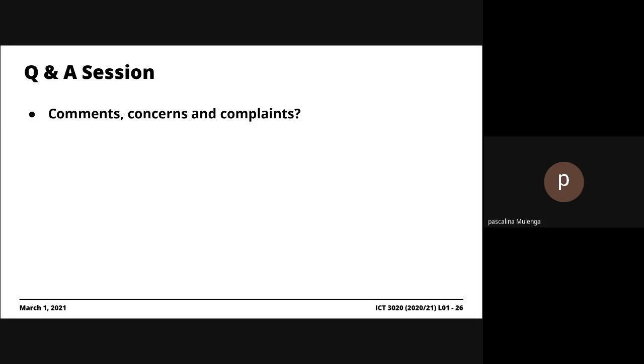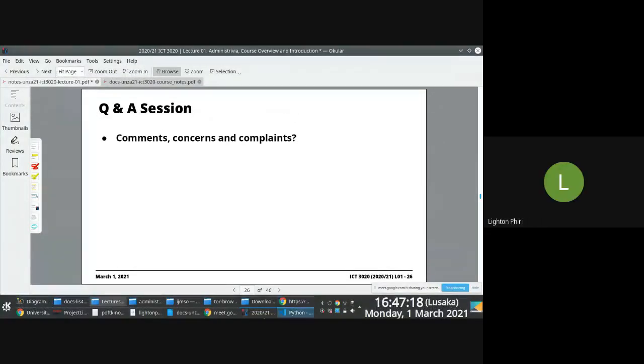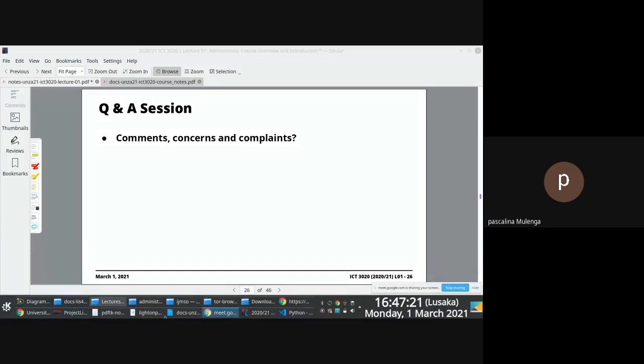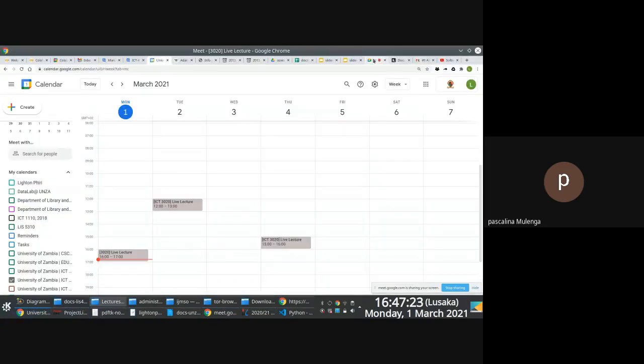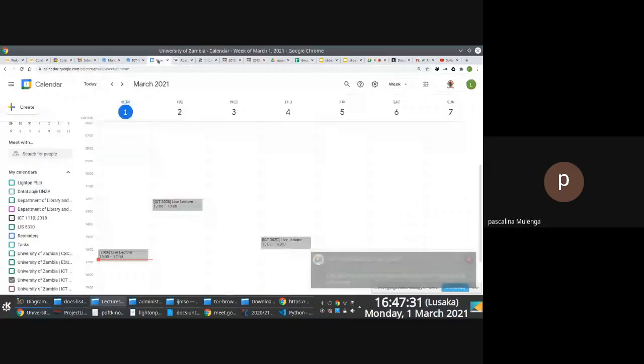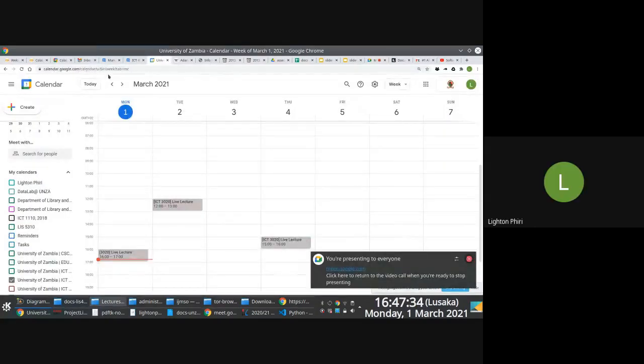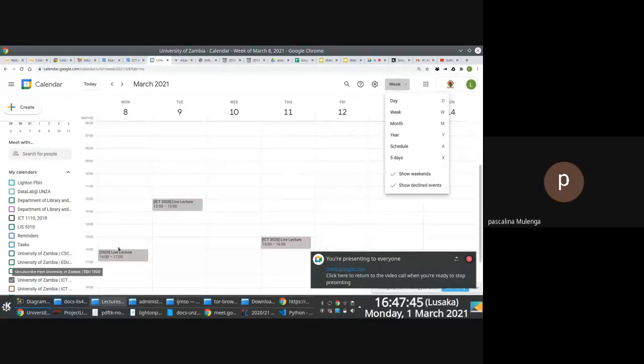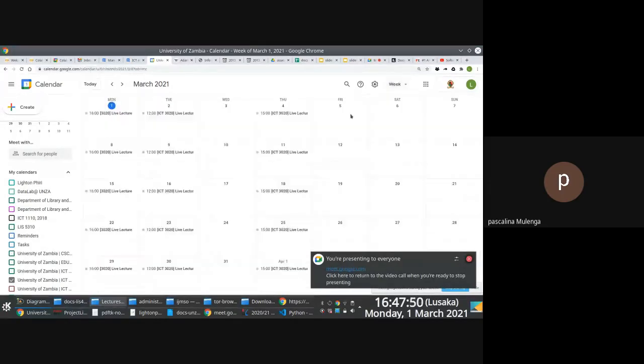I have a question concerning the timetable. It shows that on the 8th of March, the class on a Monday is not going to be at this time. It's going to be in the morning. Is that the time that we are going to be using for Mondays? On the 8th? No, this is the timetable of 3020 that I have. Mondays, the 8th, it's 16. The one that was shared in the group showed that Monday is, I think, 11 to 12, if I'm not mistaken.